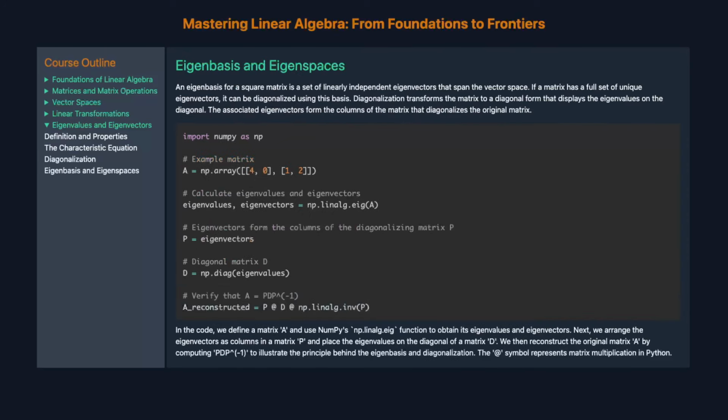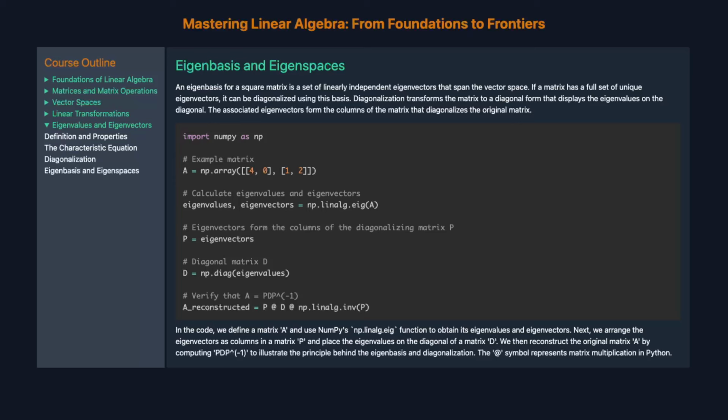Eigenbasis and eigenspaces. An eigenbasis for a square matrix is a set of linearly independent eigenvectors that span the vector space. If a matrix has a full set of unique eigenvectors, it can be diagonalized using this basis. Diagonalization transforms the matrix to a diagonal form that displays the eigenvalues on the diagonal. The associated eigenvectors form the columns of the matrix that diagonalizes the original matrix.